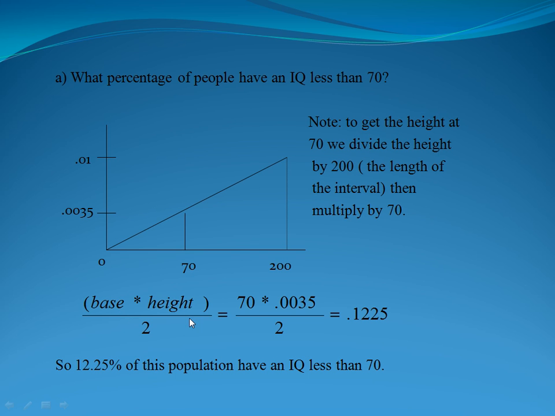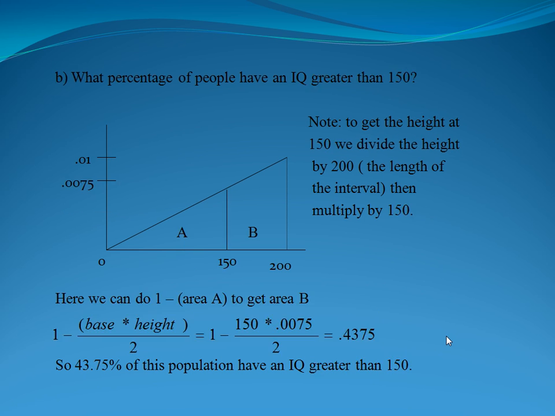Now, in order to get the area from 0 to 70, we use the area of a triangle, 1/2 base times height. My base is 70 units long. My height is 0.0035. So 1/2 base times height is 0.1225. That means that 12.25% of this population have an IQ less than 70. Let's move on to part B.